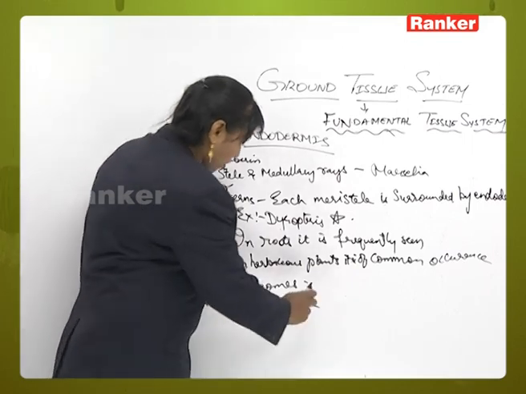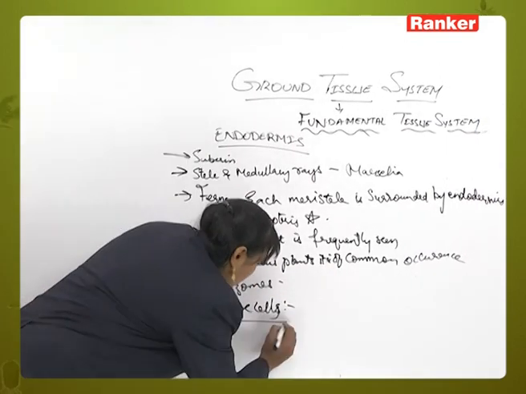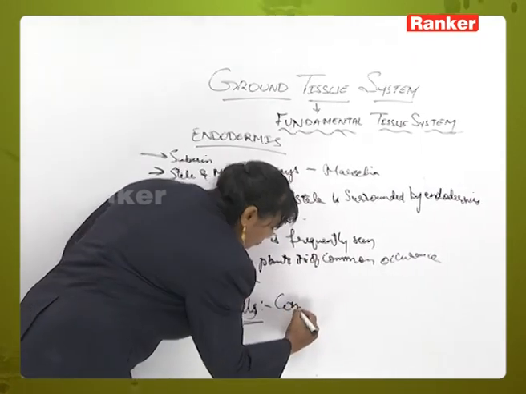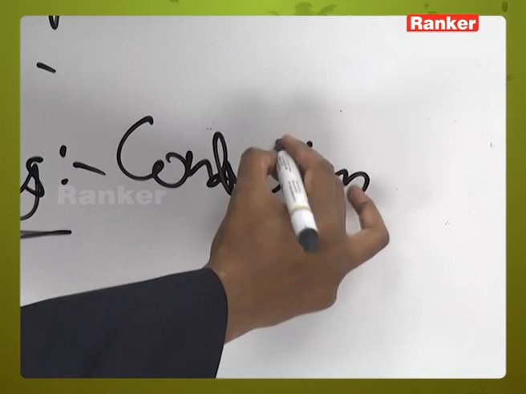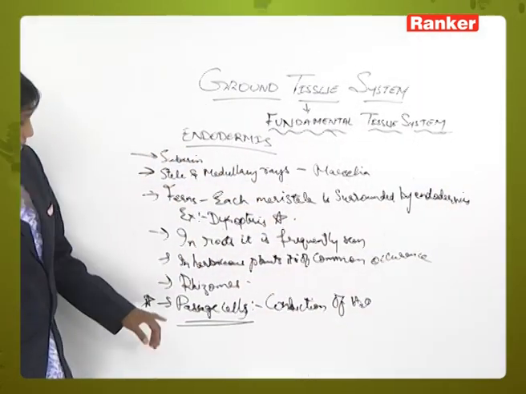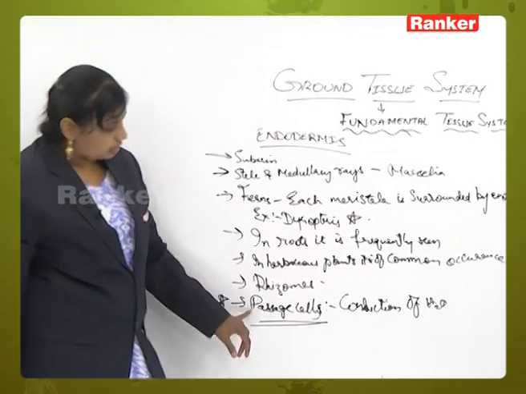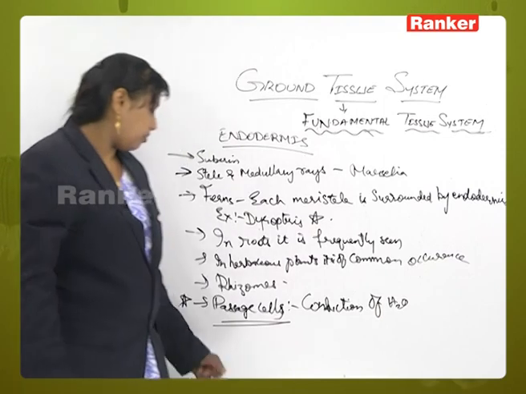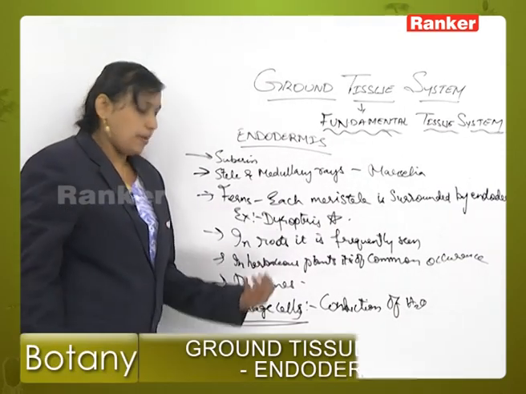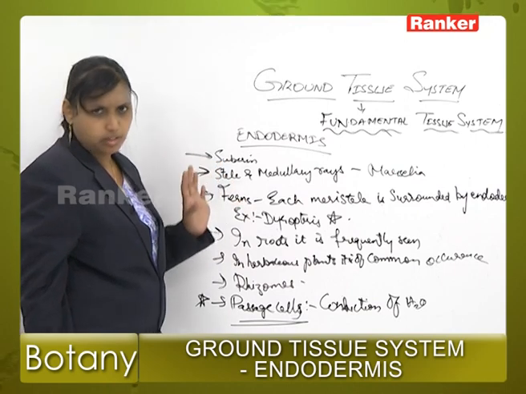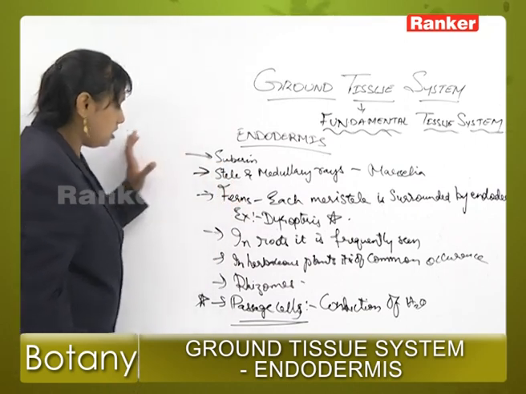Now, what is the function of a passage cell? Why we are studying passage cells is that they are helpful for the conduction of water. Passage cells are majorly useful for the conduction of water, as we see the conduction of water from the xylem. Similarly, the passage cell present in the endodermis works like xylem for the conduction of water from the root hairs. Okay. So, this is important here.